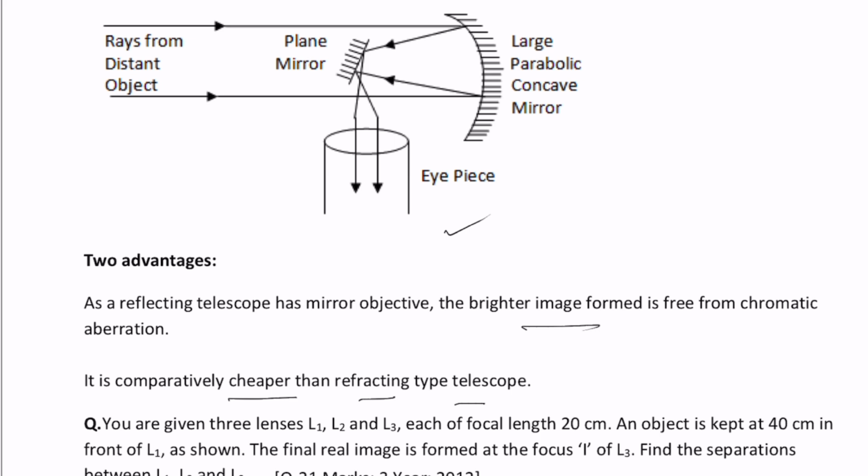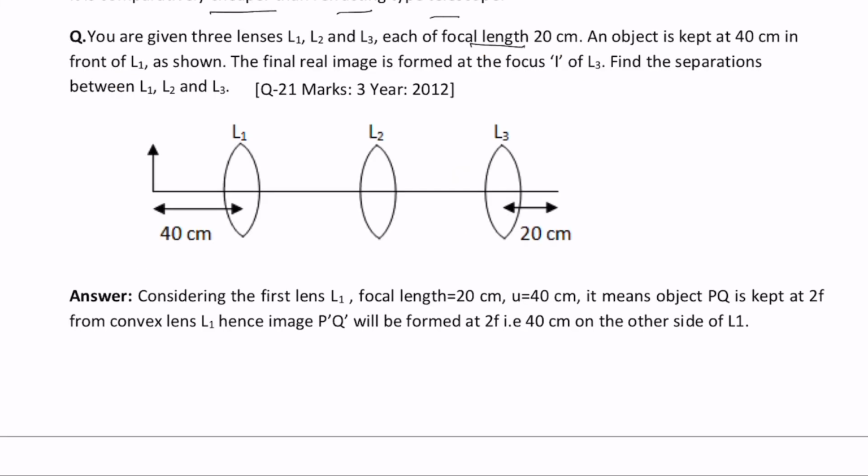You are given lenses L1, L2, L3 of focal length 20 cm, and the object is 40 cm in front of L1 as shown. The final image is formed at the focus of L3. Find the separation between L1, L2, L3. This is 40 cm and the final image is 20 cm. So for the first lens, focal length is 20 cm, u is 40. It means that PQ is kept at 2f. Hence the image P dash Q dash will be formed at 2f, that is 40 cm.